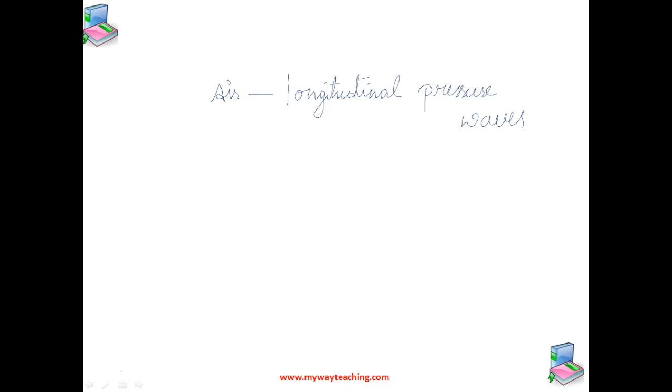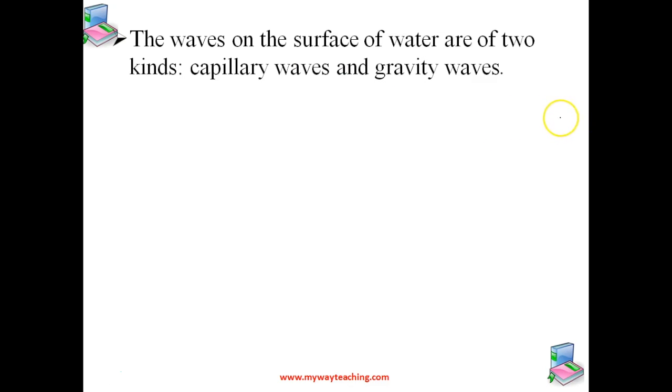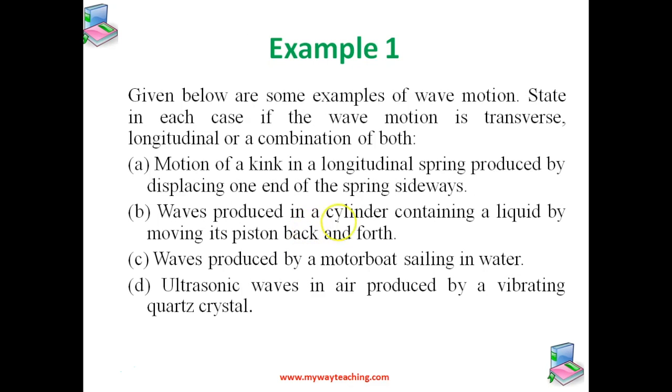When a medium such as a steel bar propagates both longitudinal and transverse waves, their speeds can be different since they arise from different elastic moduli. Now let us consider one simple problem based on this. Given below are some examples of wave motion. State in each case if the wave motion is transverse, longitudinal, or a combination of both.